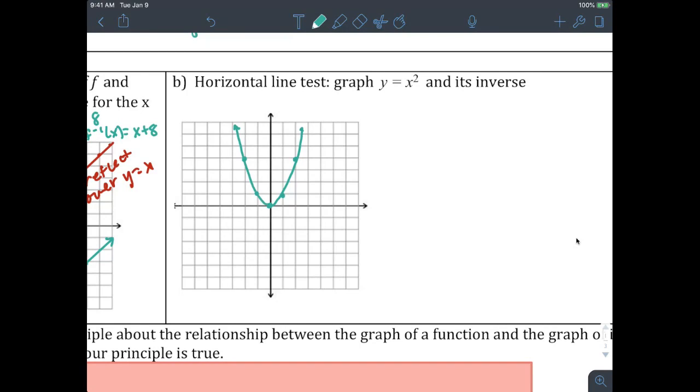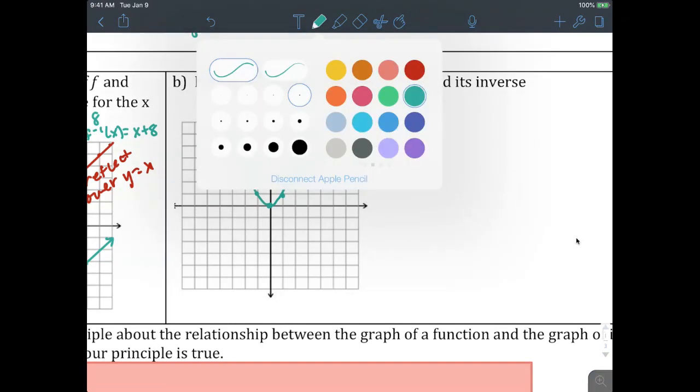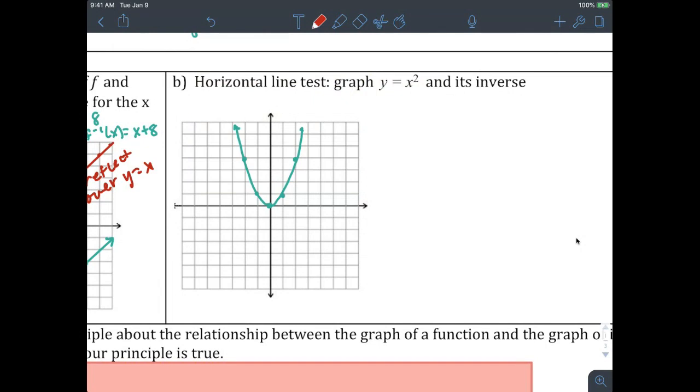Okay, so let's go ahead and graph our inverse, which is, let's see, 0, 0 is the same. This is 1, 1, so 1, 1 stays the same. Negative 1, 1 becomes 1, negative 1. Okay. And then this point, right off here, 2, 4 becomes 4, 2. And negative 2, 4 is going to become 4, negative 2.